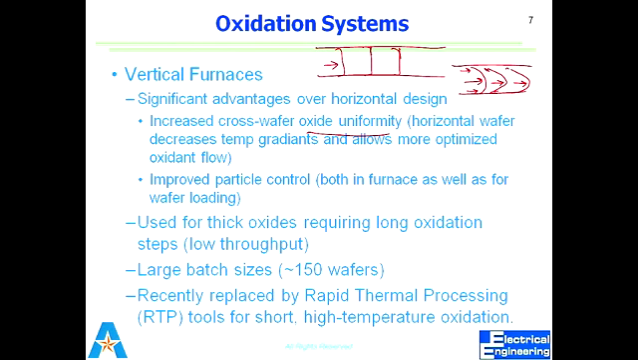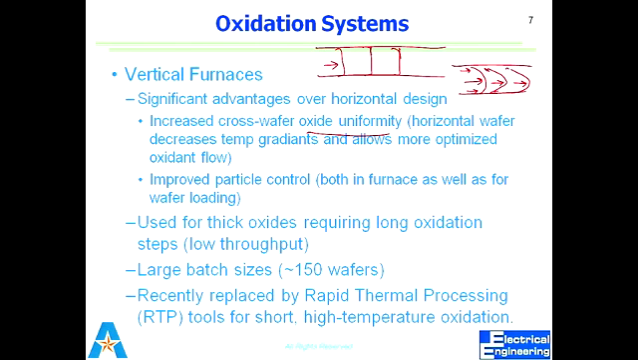Secondly, now this vertical furnace is used for thick layer oxide. For a thick layer of oxide, it means that the wafer needs to be inside the furnace for a much longer period of time. When you're putting it inside the furnace for a greater period, your throughput is actually going down.